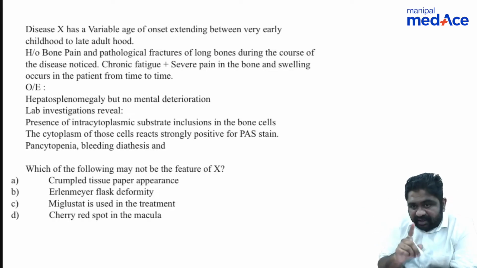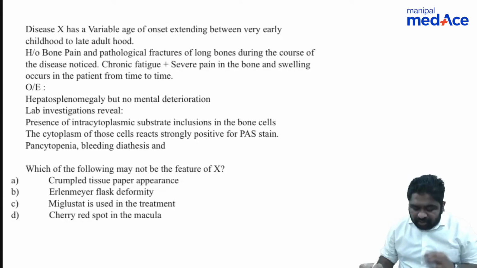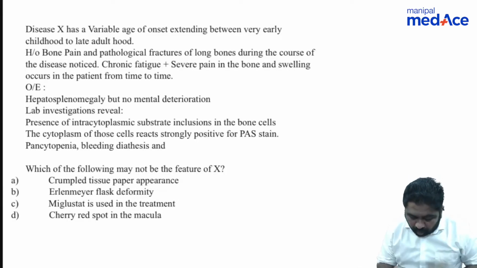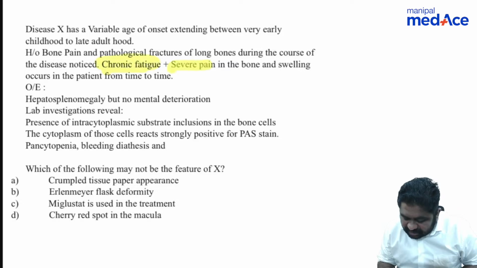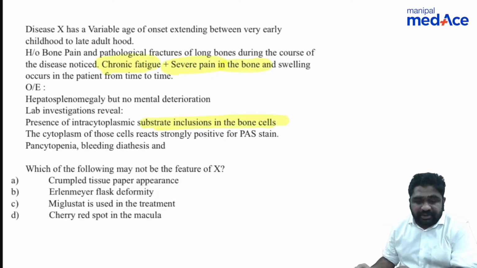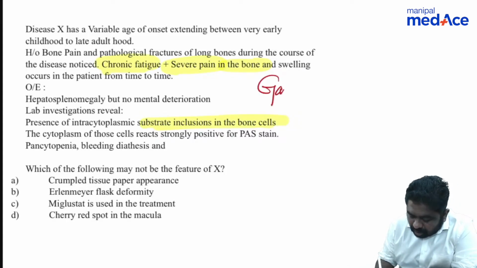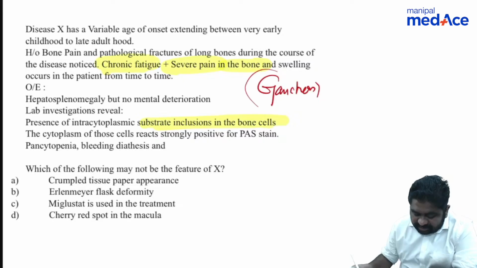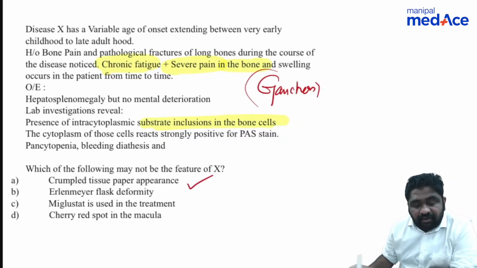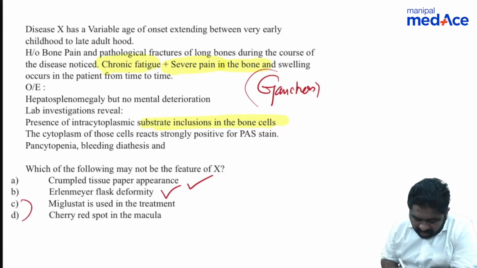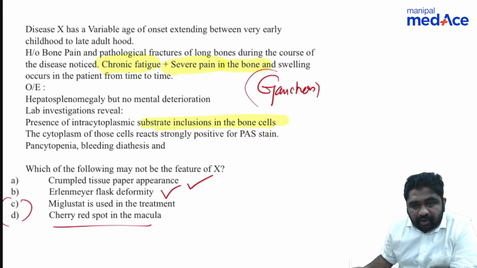You would have made the diagnosis by now, because we have done all these things. Now the question should become very easy for you. The diagnosis should be made based on what? Chronic fatigue is seen, severe pain in the bone is seen, and substrate inclusions in the bone cells are seen. What is the diagnosis? Yes, the diagnosis is obviously Gaucher's. Now, if it is Gaucher's disease, can you see crumpled tissue paper appearance? Yes. Can you see Erlenmeyer flask deformity? Yes. Now, if you have a problem between C and D, we already discussed D. Cherry red spot, is it present in the macula in the case of Gaucher's?